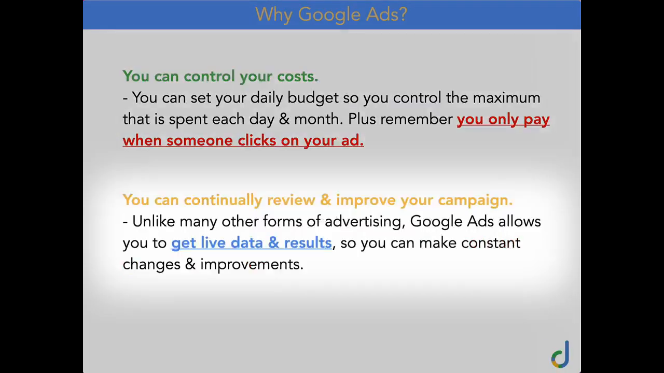Second thing is you can continually review and improve your campaign. Unlike many other forms of advertising, Google Ads allows you to get live data and results, so you can make constant changes and improvements. So think about a billboard, the billboard on the side of the road. Now, I'm not saying that that isn't effective. It's just you don't have 100% clear data. Whereas with Google Ads, because you can track data by the click, you're seeing how many clicks you got versus how many conversions you got. So you can review that data and continue to add optimizations so that you can improve your results.